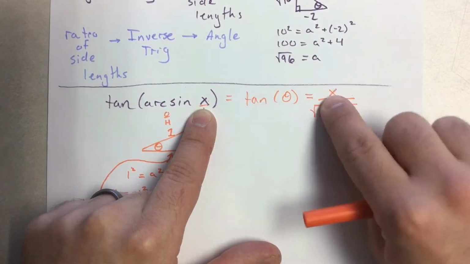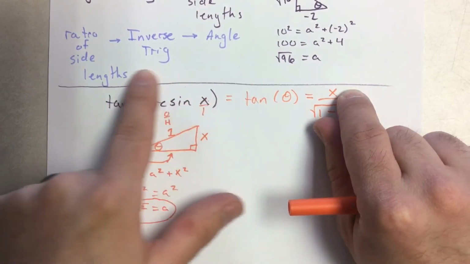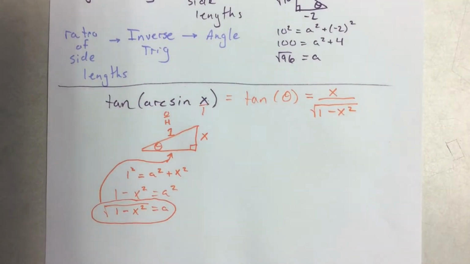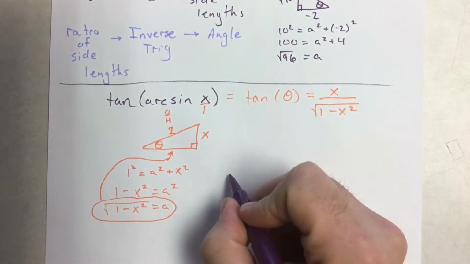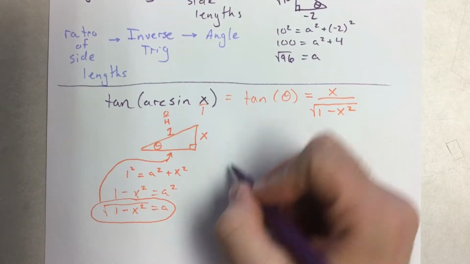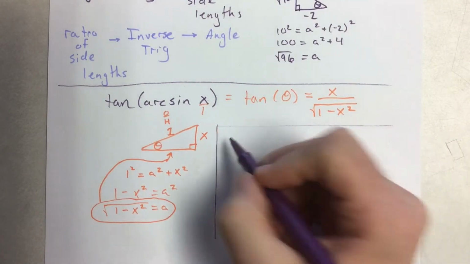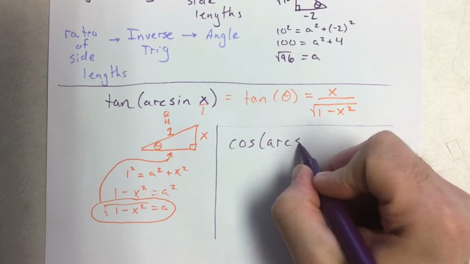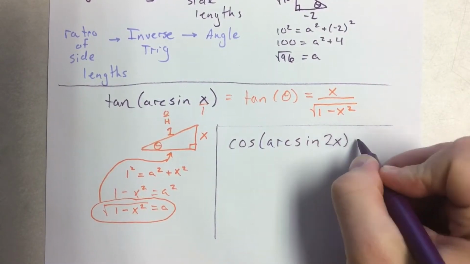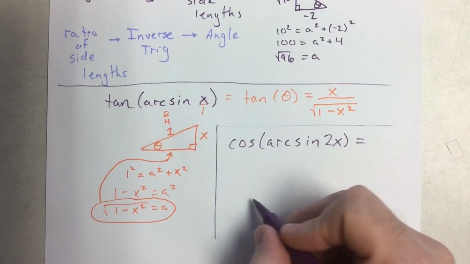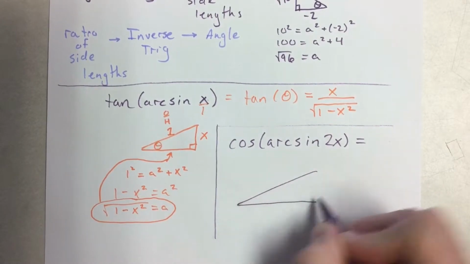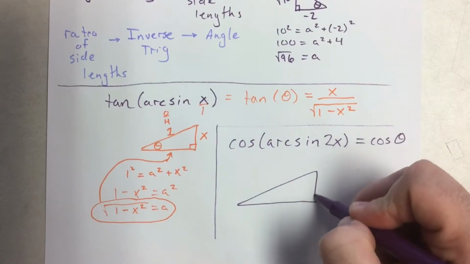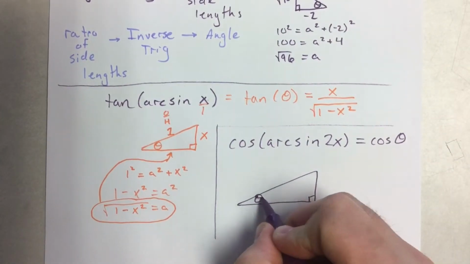Okay, so this expression is what this composed function will always equal. Let's try another. Let's say I wanted to know what cosine of arc sine of 2x equals. So again, reference triangle. So this is going to equal cosine of some angle. So we're going to find the adjacent and the hypotenuse. So we have our angle here.